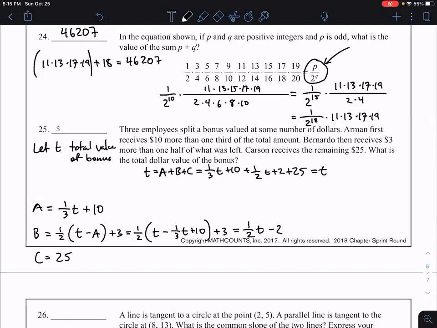So we can solve for T. We can simplify this long, weird thing, and we can get 2/3 T plus 33 is equal to T. And now you can just solve for T and you'll get T is equal to 99. That's your answer.